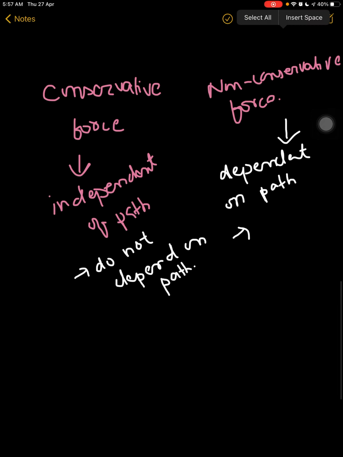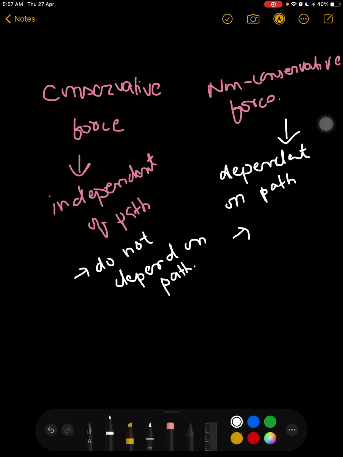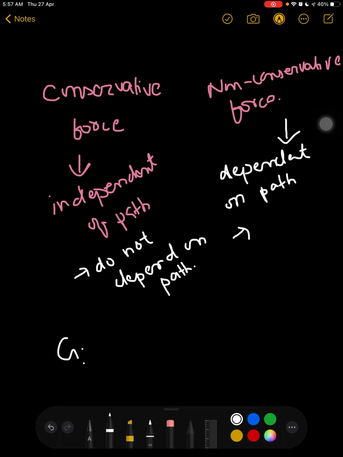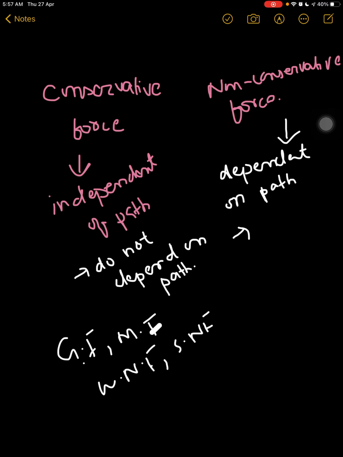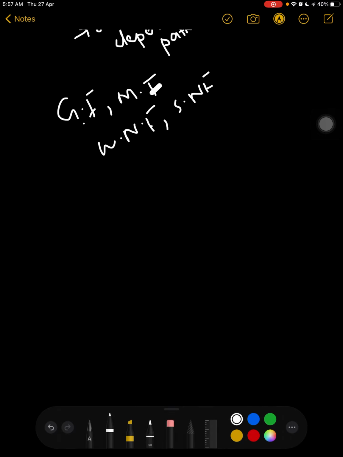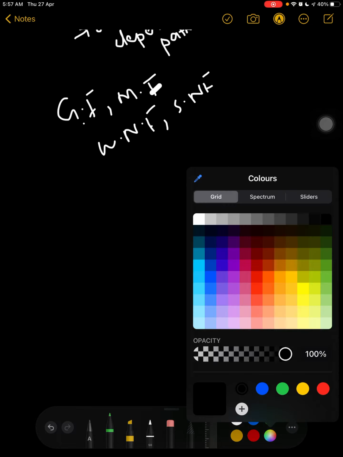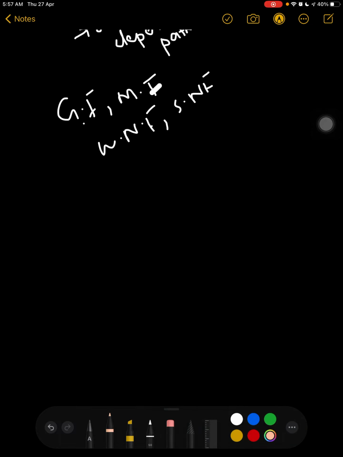So basically if we talk about conservative force, examples include gravitational force, magnetic force, weak nuclear force, and strong nuclear force. All the fields, like the gravitational field, nuclear field, and magnetic field, have a force involved which is conservative, right? So if you talk about the work involved over here, work is independent of path.